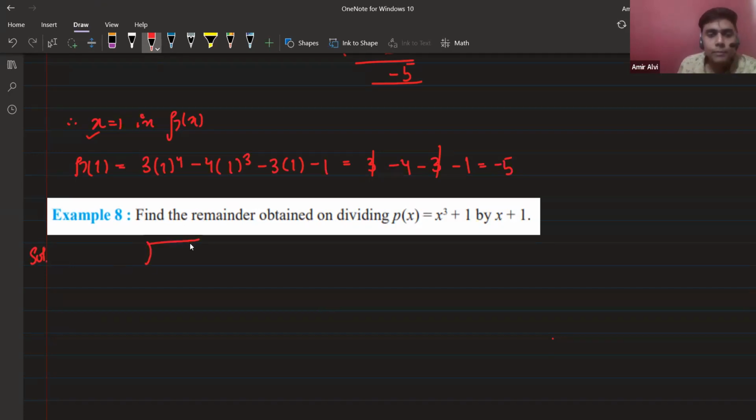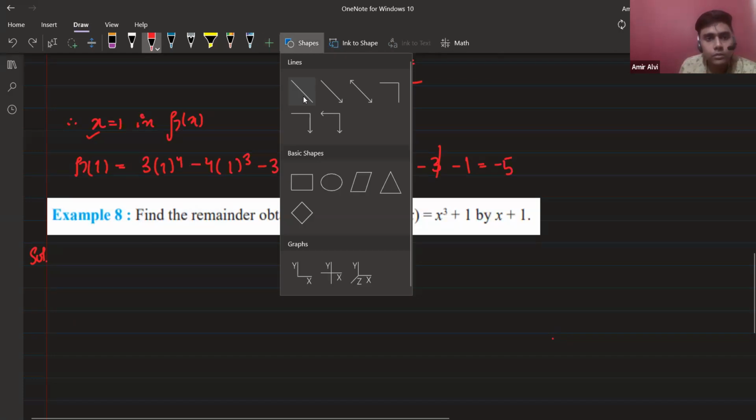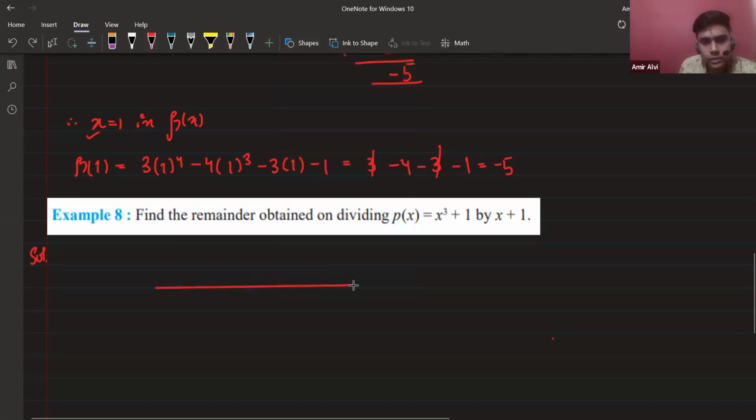So we have to find the remainder. If it's saying that we have to find the remainder, it means that it's not a factor of this. Yes or no? Yes. So let's take this thing.